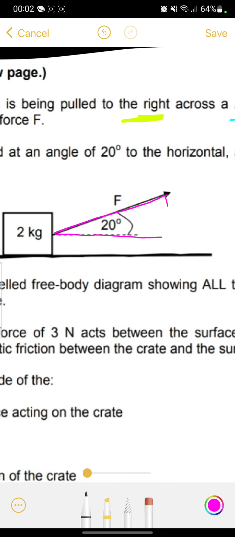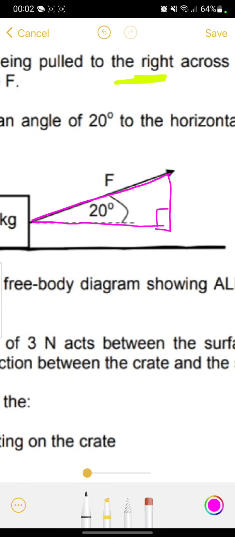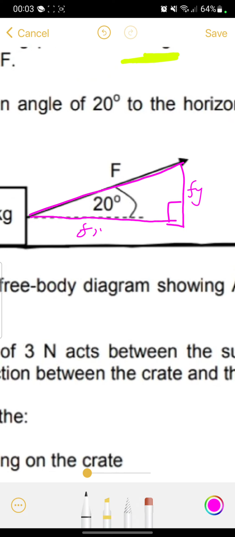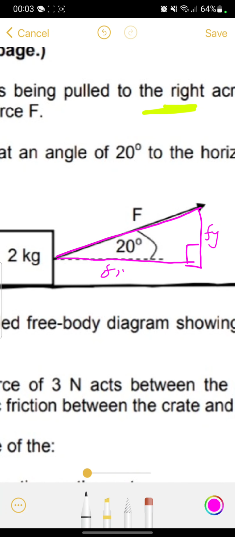So if you form a right angle triangle like this, we have our 90 degrees there. The force applied, the F, which is what we want, is diagonal, which is the hypotenuse in this case. And of course, we could call this Fx, and this Fy. So what we are looking for is this F.